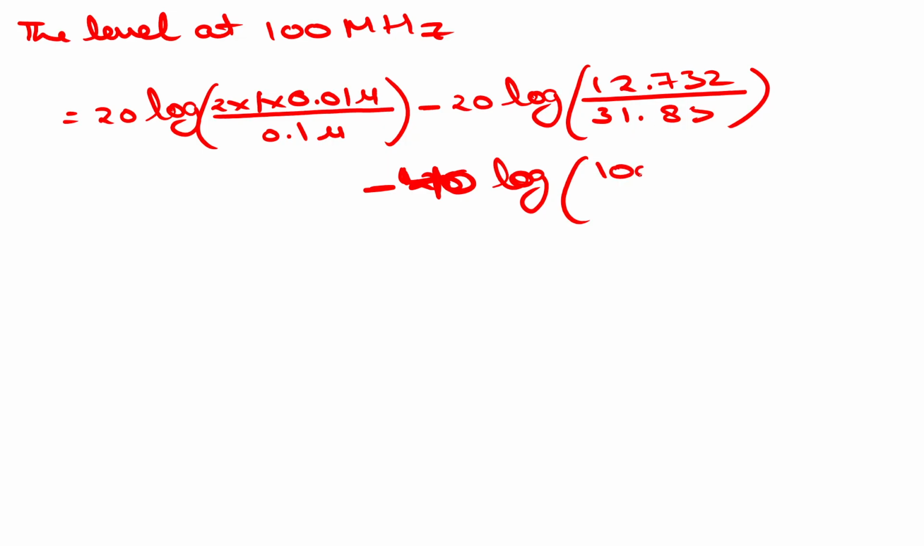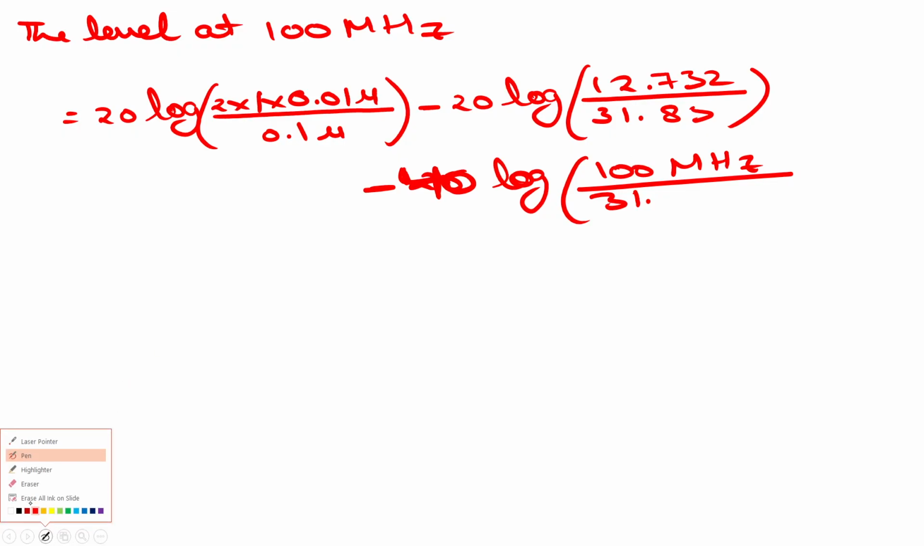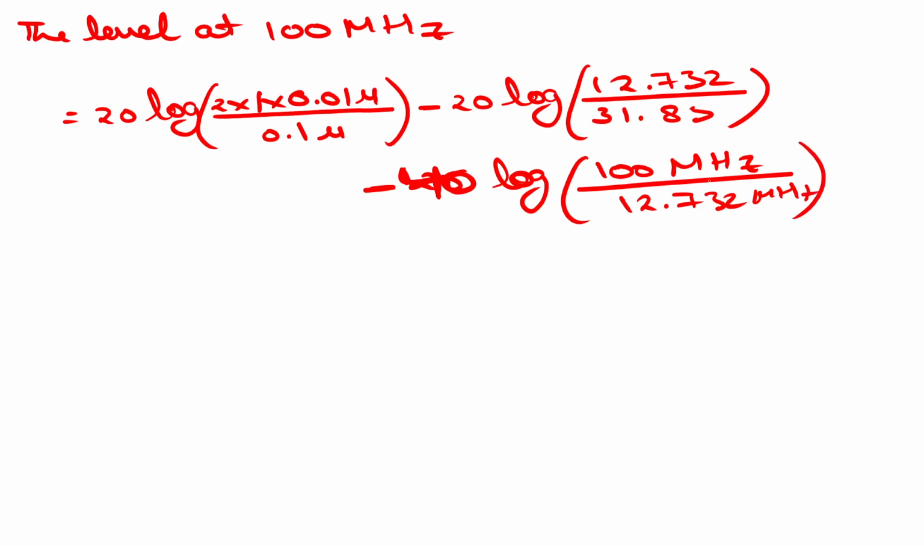of 100 megahertz, since it's asking for 100 megahertz, divided by 12.732 megahertz, because that's the second breakpoint frequency. And when we solve this, we will get 106.02 dB microvolt.